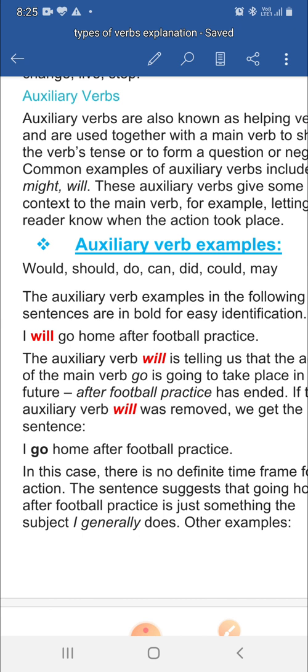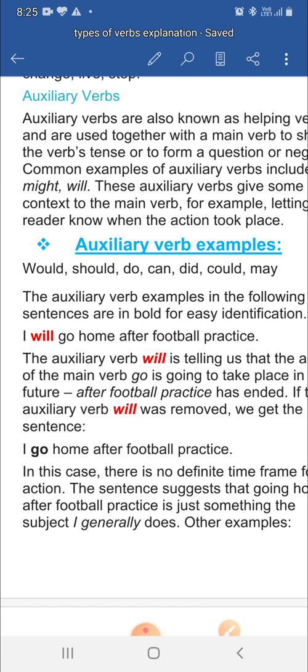If the reader wants to know when the action took place, for that time also these verbs are used. Would, should, do, can, did, could, may. These are the examples of auxiliary verbs. Auxiliary verbs examples in the following sentences are in bold. You can see in the red color so that you can identify the auxiliary verbs given in the following sentences.